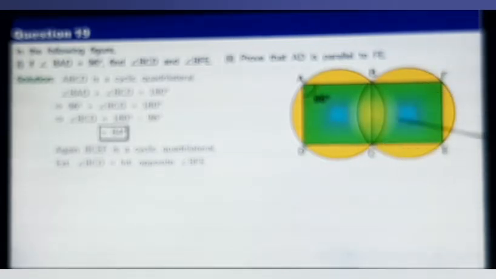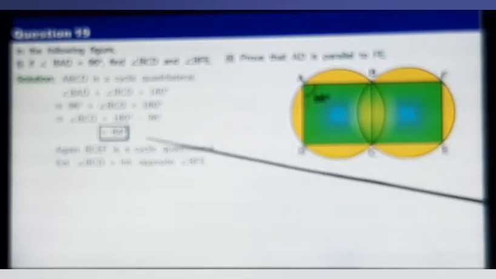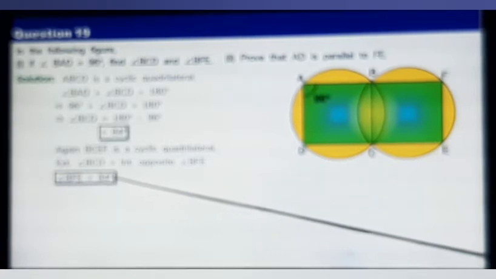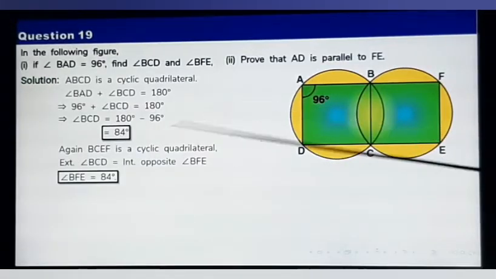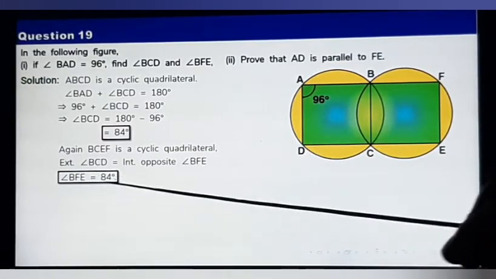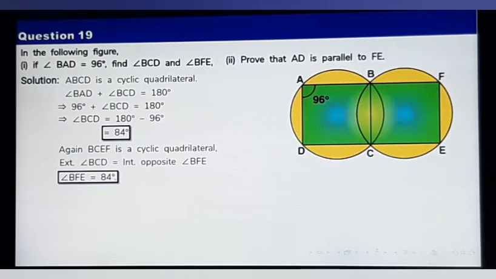So this is my opposite interior, right? This is exterior, this is opposite interior, that is BFE. Okay, so this angle and this angle have to be equal. And what is BFE? BFE is 84 degrees, right? So that's why we have angle BFE equal to 84 degrees. All right, so we know that angle BCD is equal to 84, so that's why BFE also turns out to be 84 degrees here.